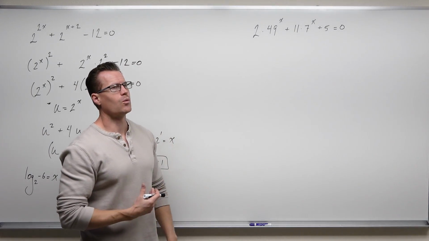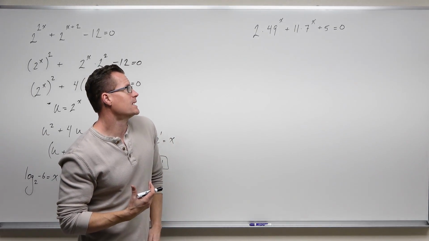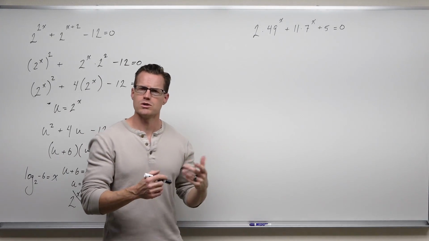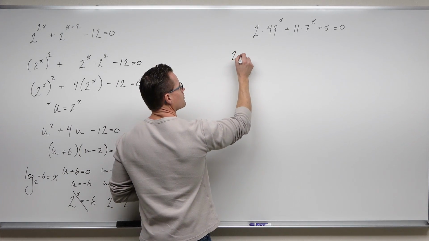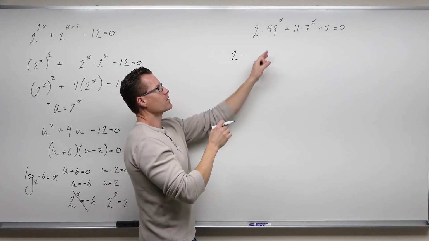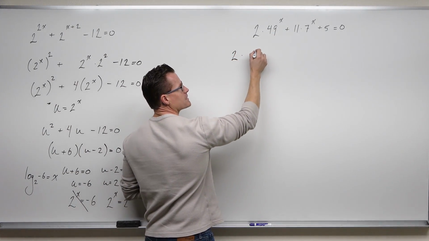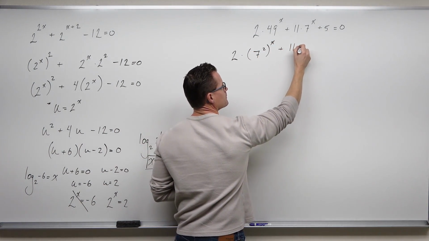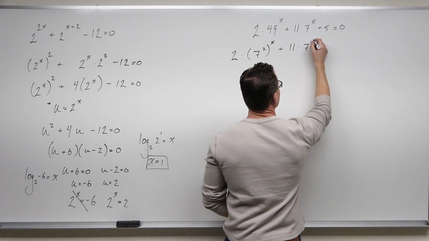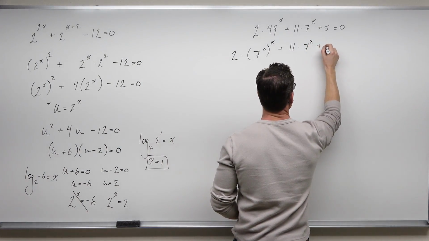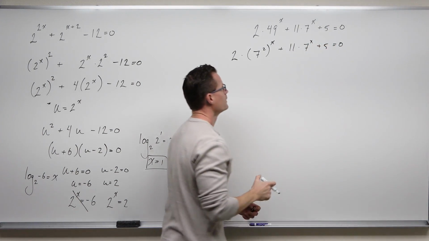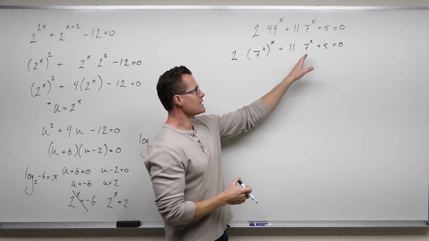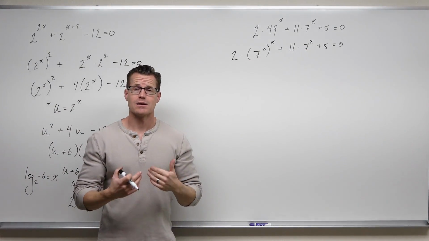So I'm looking at this thinking, well, what's the best choice for our base? 49 looks like it can be simplified into a base of 7. So we're going to do that first. So I'm thinking, I want to write this as a base of 7. This is 7 squared. Now that's all well and good, but that doesn't help us. Why? Well, because that's 7 to the x and that's 7 to the second. I need them to be the same.